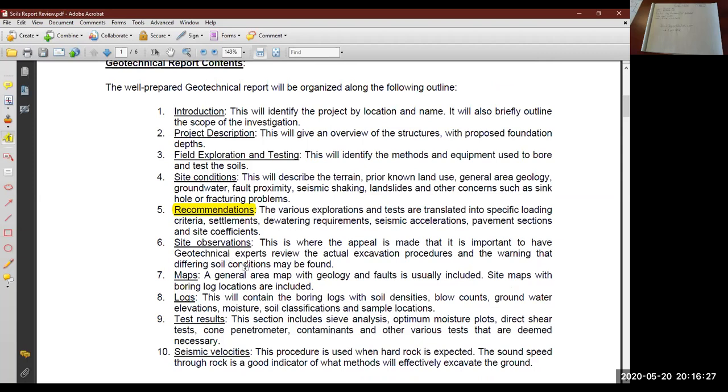So the recommendation section. The various explorations and tests, etc., are translated or dumbed down, if you want to read it that way. So they're translated into specific criteria, settlements, dewatering requirements, etc., to make it easier for all parties to read. Sometimes soils reports can be quite tough to understand. So it takes some practice reading through them and knowing what they mean.